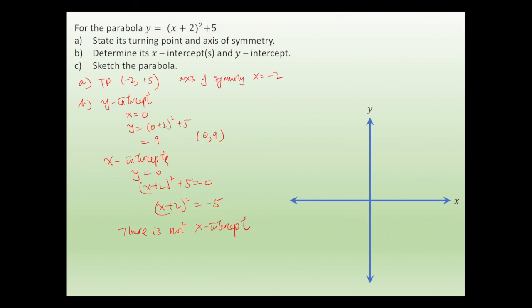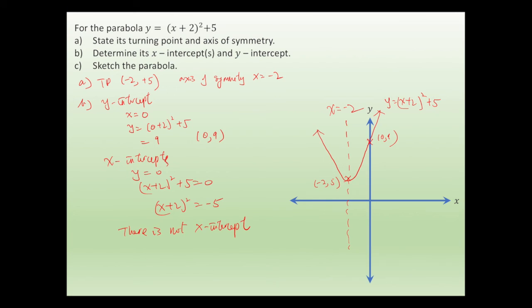Alright, so you need to know the turning point, the axis of symmetry, and y-intercept to sketch the graph. So, axis of symmetry, x equals minus 2. Y-intercept is (0, 9). And the turning point is (-2, 5). So this is how you do it. y equals (x plus 2) squared plus 5.